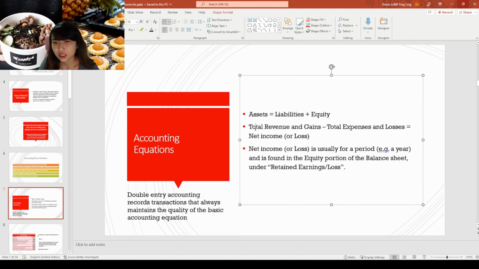Okay, then total revenue and gains minus total expenses and losses will be the net income. So basically, that is the other financial statement that I'm talking about. Net income or loss is usually for a period, usually a year, and is found in the equity portion of the balance sheet under retained earnings or loss.